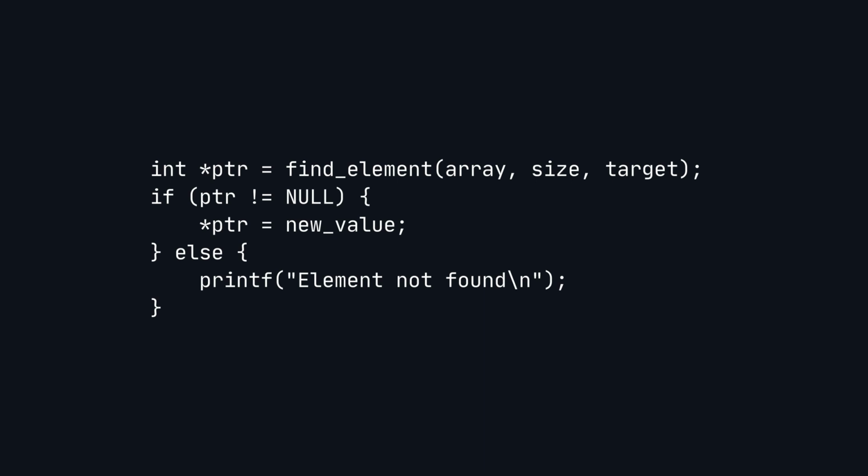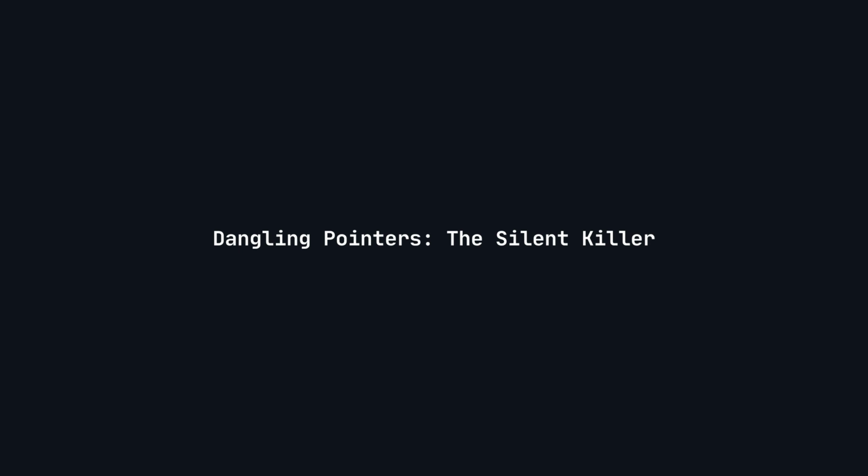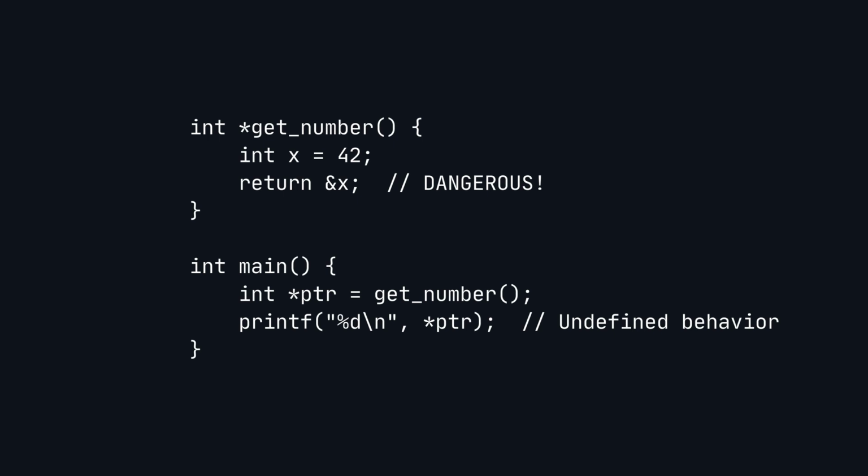Now let's talk about something even more insidious, dangling pointers. This is when a pointer points to memory that's no longer valid. This happens most commonly in two scenarios. First, when you have a pointer to a local variable and that variable goes out of scope. What's wrong here? The variable x only exists while getNumber is running. Once the function returns, that memory is freed up for reuse. The pointer PTR now points to memory that could contain anything.